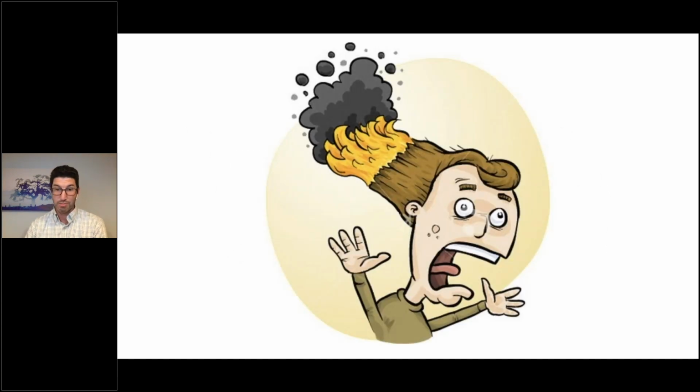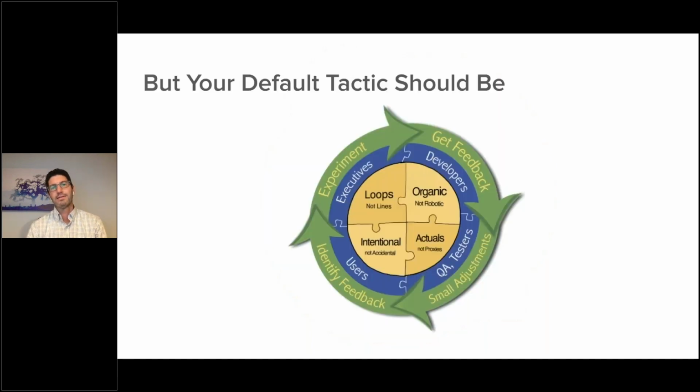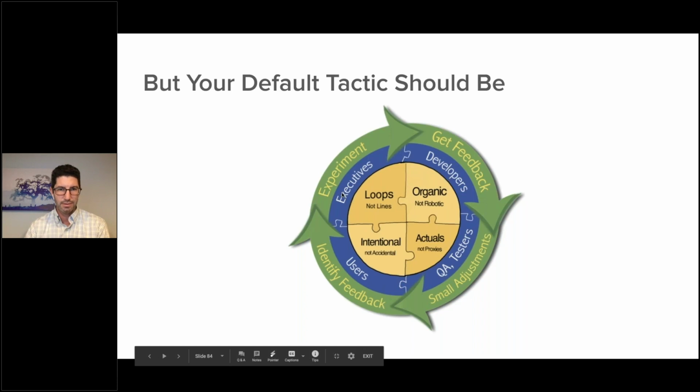And sometimes when things are just broken, we don't need to test. If we know that there are problems, that systems are down, that there are outages, that there are logistics problems, I mean, we just got to fix them, right? That's not something that needs testing and iteration. But all things being equal, your default tactic should be to iterate. Let's experiment, get feedback, make small adjustments, identify the next area where we need feedback, and just keep doing that over and over again.